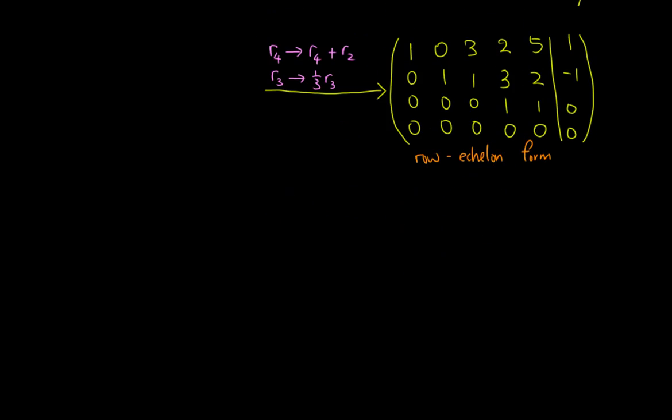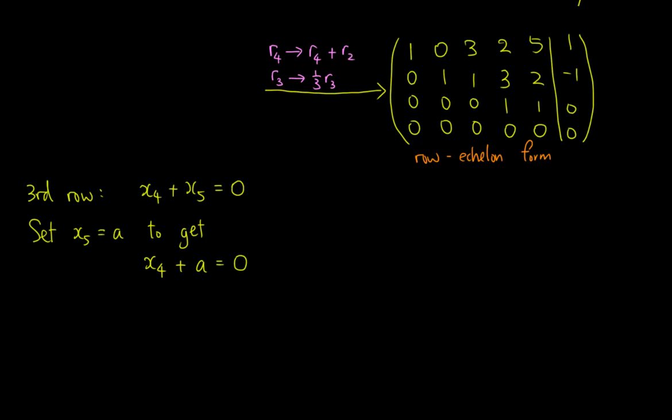Now we convert the rows of the augmented matrix back to equations and solve the system. As we have seen before, we ignore the 0 row and start from the third row. It states that x4 plus x5 equals 0, so we set x5 equals a to get x4 plus a equals 0, which means that x4 equals -a.